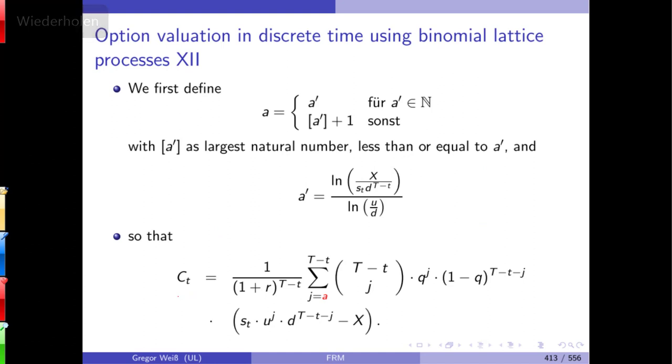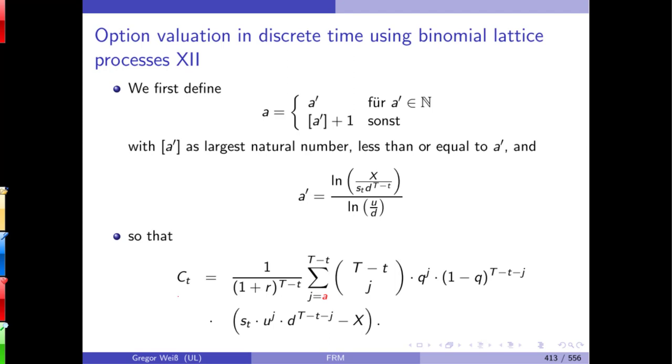Now let's first define A in the following way. A is A dash if it's a natural number, or you round it down plus 1 if it's not a natural number. Das darunter nennt sich übrigens Gaußsche Klammer, wenn Sie also eine Funktion definieren, die auf diese Art und Weise aus irgendeiner beliebigen Zahl eine natürliche ganze Zahl macht.